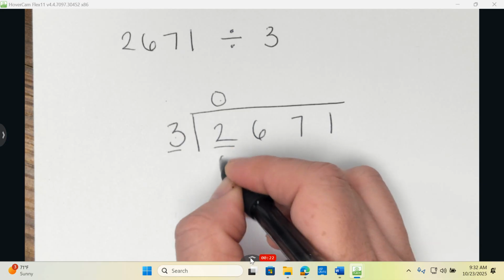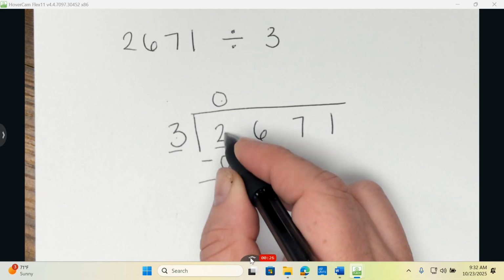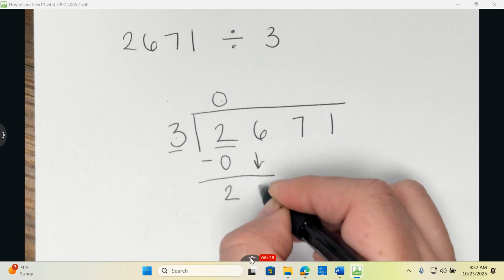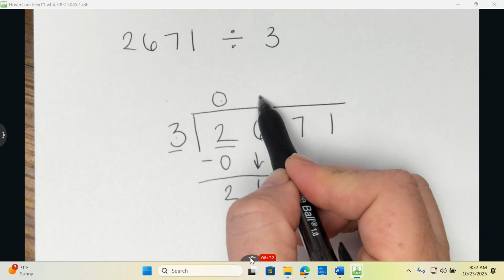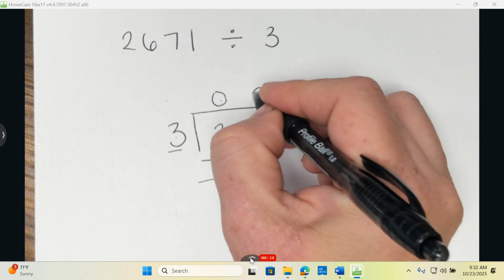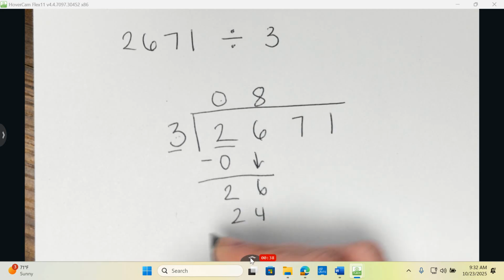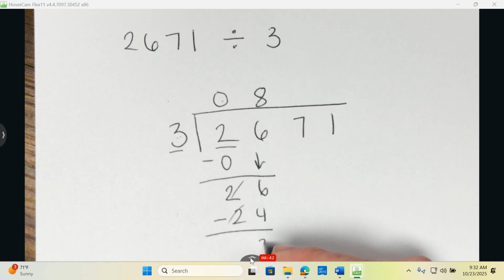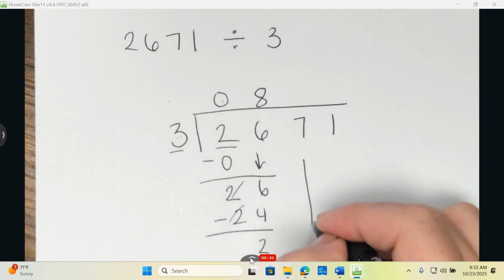Then I'm going to multiply, and then I'm going to change the sign on the second level, and I'm going to combine. I bring down the next number. Does 3 fit into 26? Not evenly, but I want to select a value that does not go above 26, so I'm going to select 8. 3 times 8 is 24. I change the sign on the second level. I combine, and this value always has to be less than the number up above. And I bring down the next number.